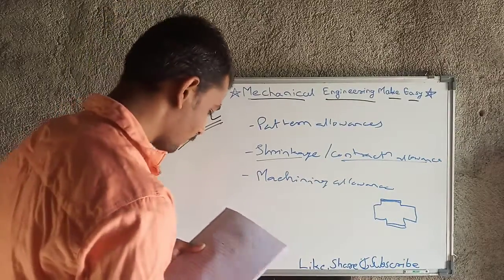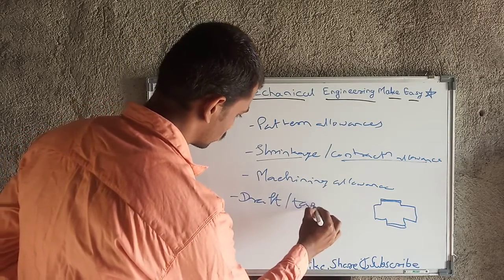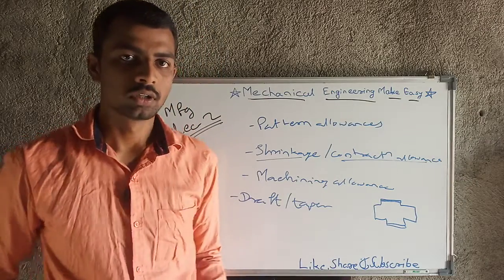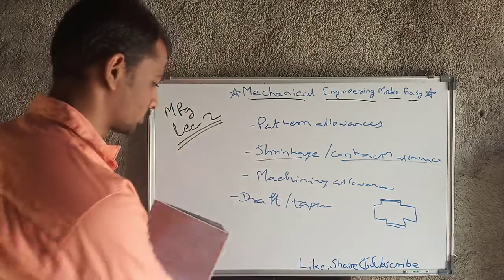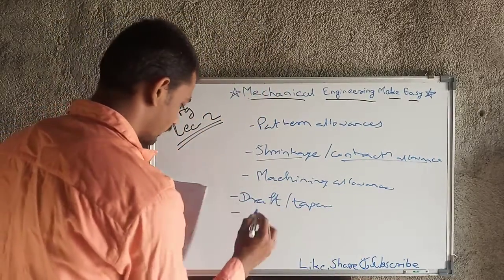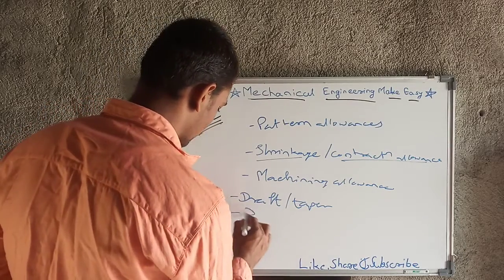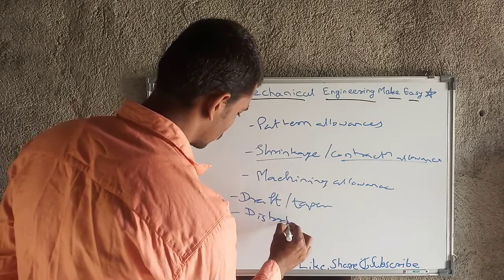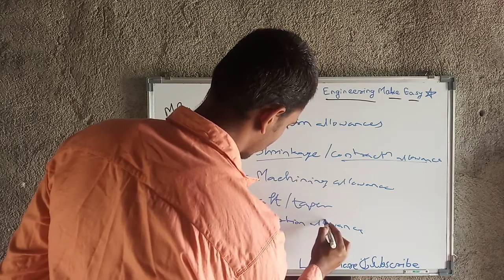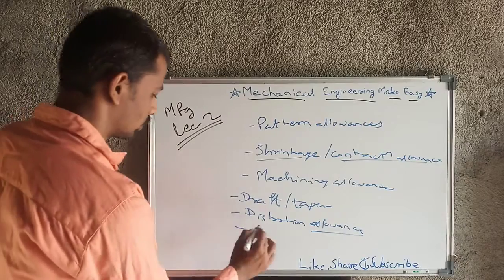Then there is draft or taper allowance. Draft or taper allowance is for easy removal of our pattern, which we discussed in the previous lecture also. Then distortion allowance or camber allowance. This is also one type of allowance that we have to give to the pattern.